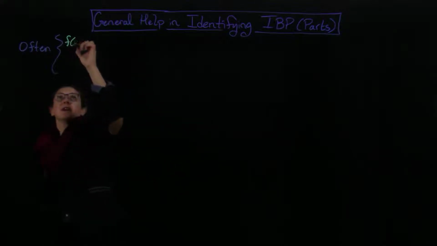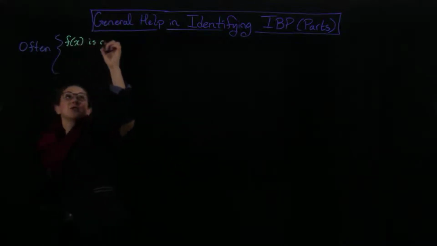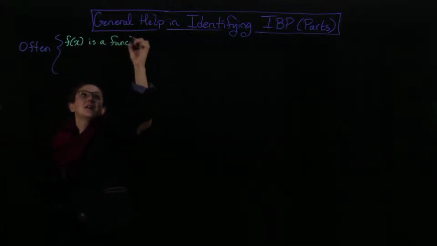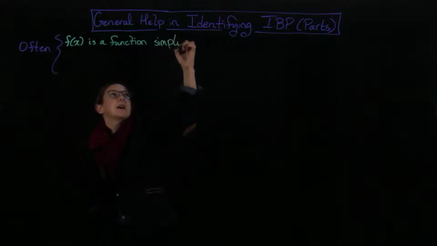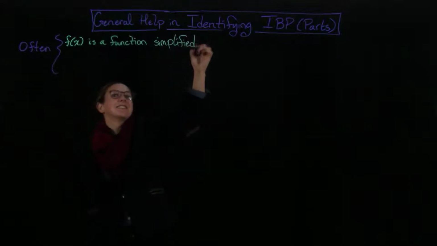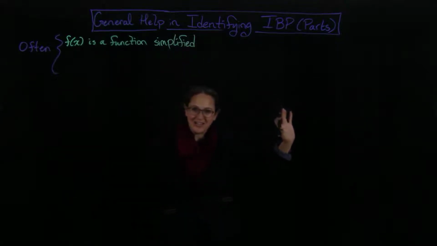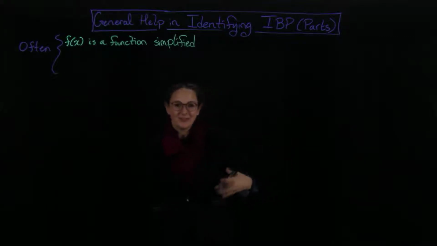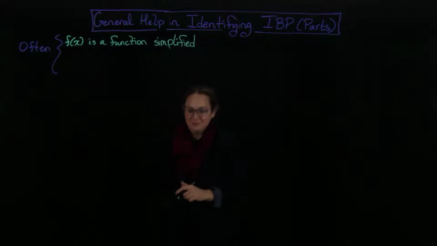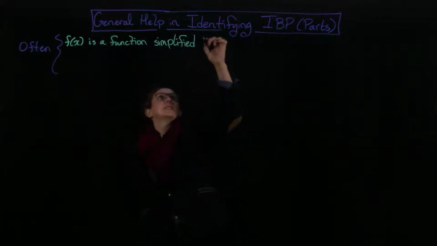So f of x is a function that's actually simplified by taking the derivative, because you're going to want to integrate it after taking the derivative, and so it's going to help simplify it so it's an integral you can actually do. Okay, so simplified by taking the derivative.